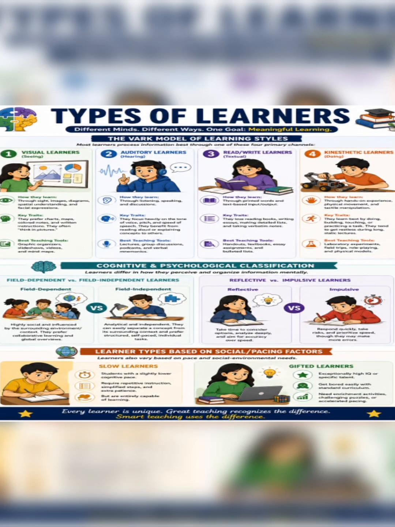Lastly, at the bottom of the slide, we'll look at learner types based on social and pacing factors, which remind us that learners vary based on processing speed and socio-environmental needs. They are slow learners and gifted learners. Slow learners are the students with a slightly lower cognitive pace. They require repetitive instruction, simplified steps, and a little extra patience. But make no mistake, they're entirely capable of mastering the learning goals if given the right environment.